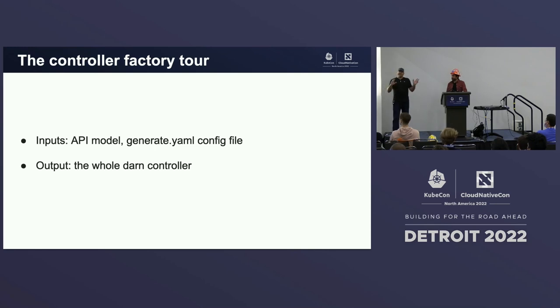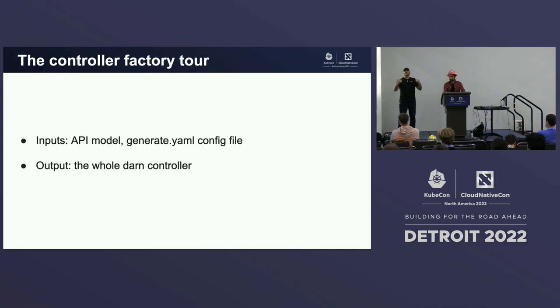But it's just sort of AWS specific. Anyway, these API models and a particular generator.yaml configuration file contain some instructions to our code generation framework and tools on how to generate the controller, how to identify what resources are in the API, and that kind of thing. But the end output in our factory is a full controller implementation, right?